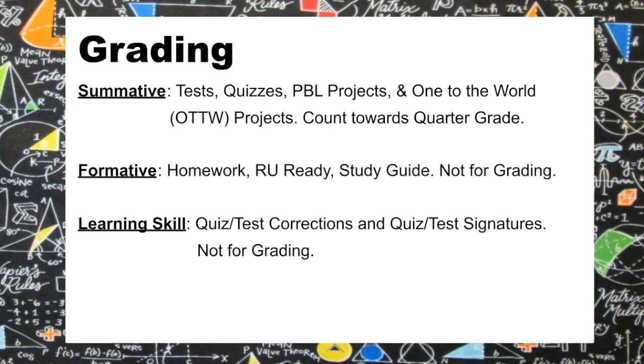And then the learning skill, those are what we do with corrections and with signatures or anything else that just requires a satisfactory, unsatisfactory mark. So if your child does require corrections or signatures, we'll use those categories to let you know that they've been turned in, or maybe they're excused from it because they got a B or above on their quiz or on their test.